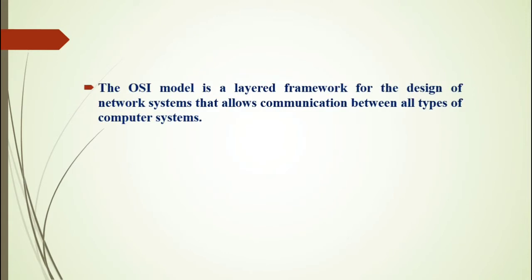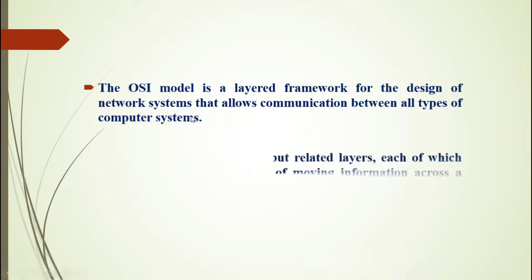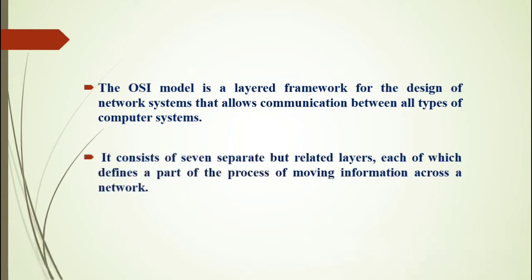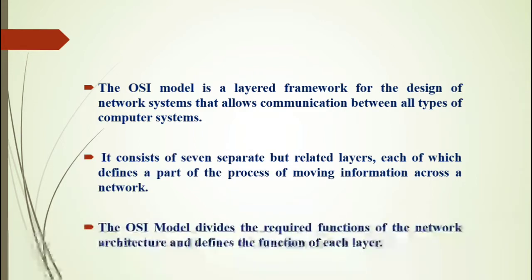So the OSI model is a layered framework for the design of network systems that allows communication between all types of computer systems. The OSI model is used to understand how data is transferred from one computer to another in a computer network. In the most basic form, two computers connected to each other with a LAN cable, sharing data with the help of a network interface card, form a network.